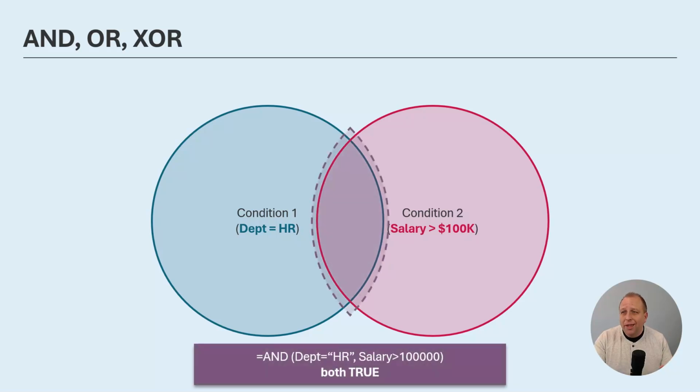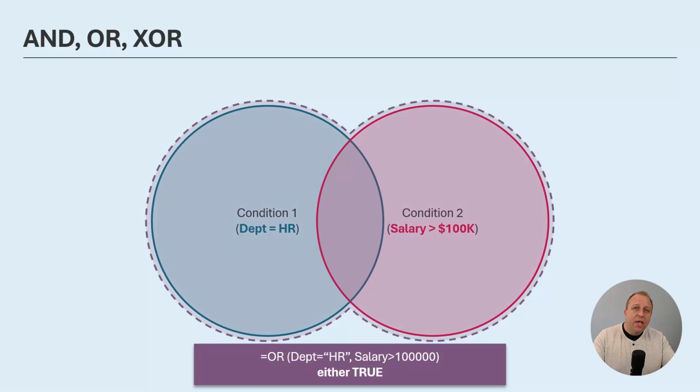Combination number one is to use the AND function. The AND function says both of these two conditions have to be true at the same time. So in other words, this person does work in HR and they make more than $100,000 a year. So using the AND function requires that both conditions have to be true in order for it to spit out the answer true.